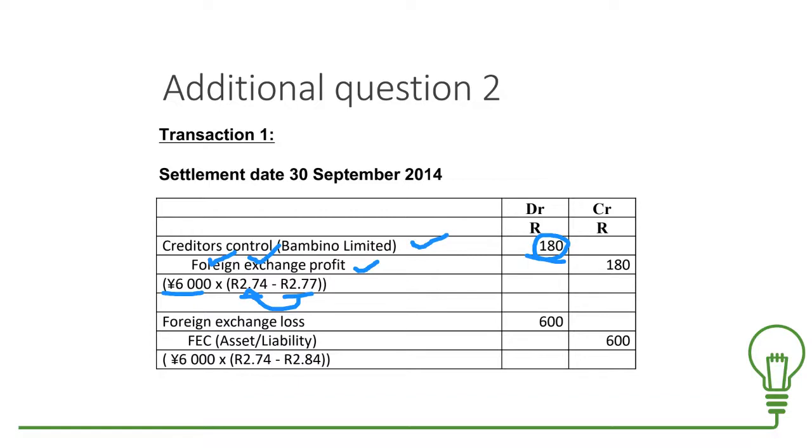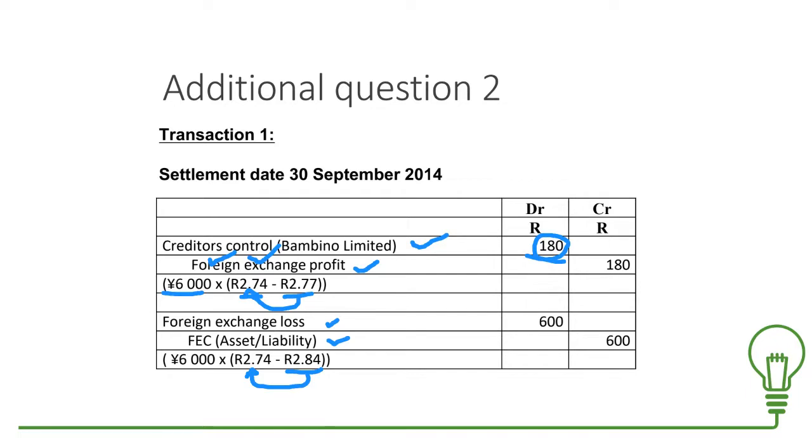Anyway, back to our story. So we said we're going to move from the forward rate of 2 rand 84 to the spot rate of 2 rand 74, which means we are going down. It means the fair value is decreasing. Therefore, it is a loss. Okay, and then we debit the FEC.